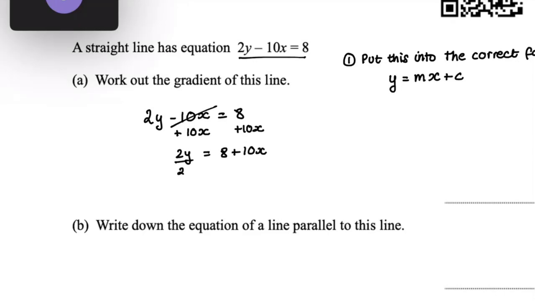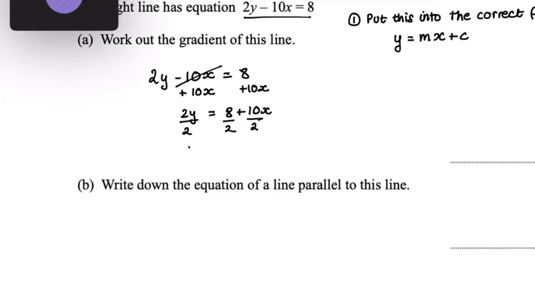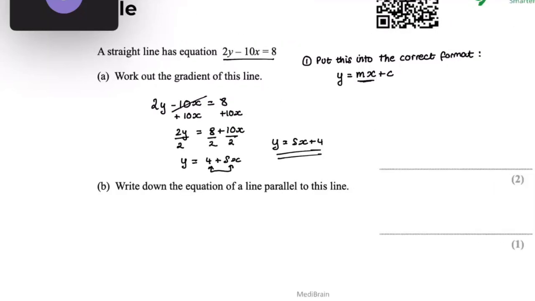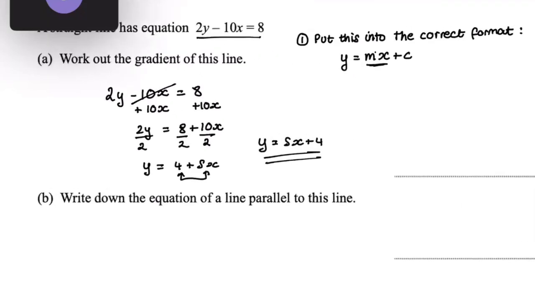Then we're going to divide by 2 on both sides. So we're left with y equals 4 plus 5x. And we want the x to come first, so we're going to switch these two around. So it's going to be y equals 5x plus 4. The gradient of the line is the number which is before the x, and the number before the x is just 5. So the gradient is 5.